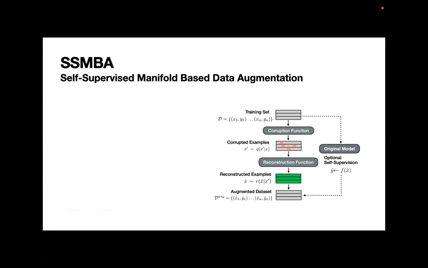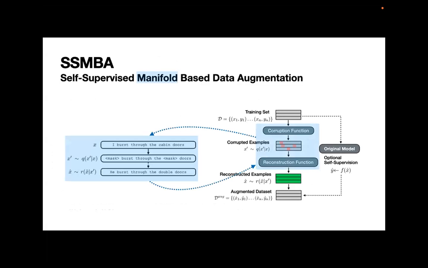So the idea is that instead of trying to write down this data augmentation routine ourselves, because with natural language processing we don't even know how to do that, we use the masked language model. So we start with the training set. For each example, we apply the corruption, and then we ask this masked language model to reconstruct it. And then the reconstructed example becomes part of this augmented data set.